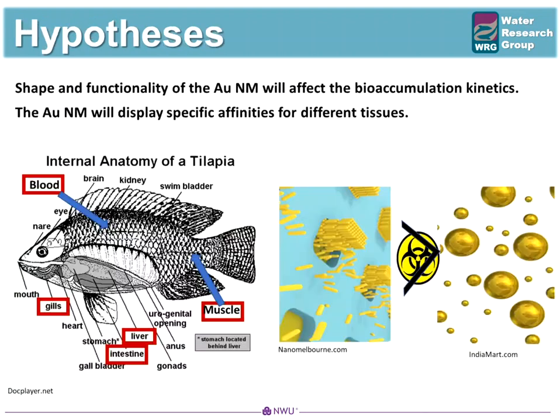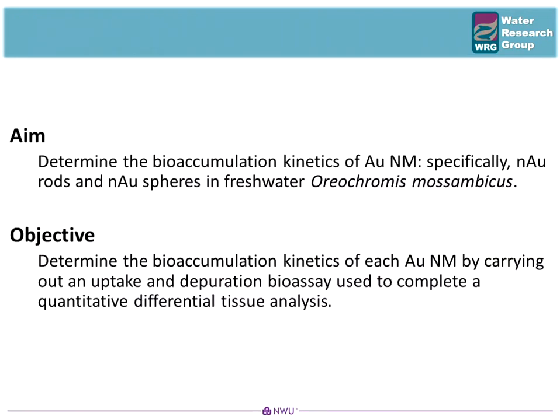and humans. My hypothesis is that the shape and functionality of the gold nanomaterials will influence the bioaccumulation kinetics in the tissues boxed in red on the screen, and that the gold nanomaterials will display specific affinities for different tissues. Thus, certain tissues will be more susceptible to bioaccumulation than others.